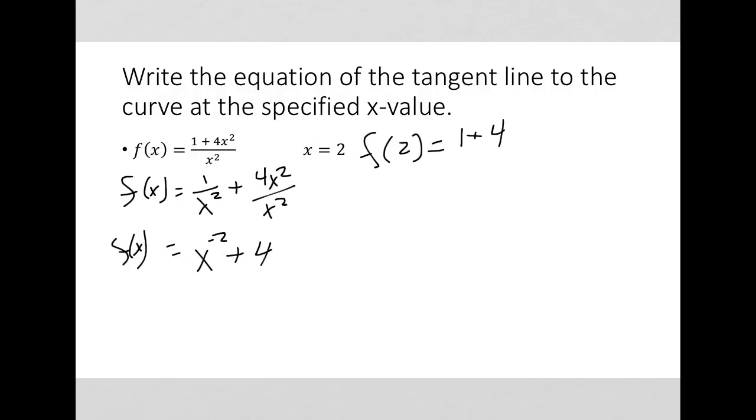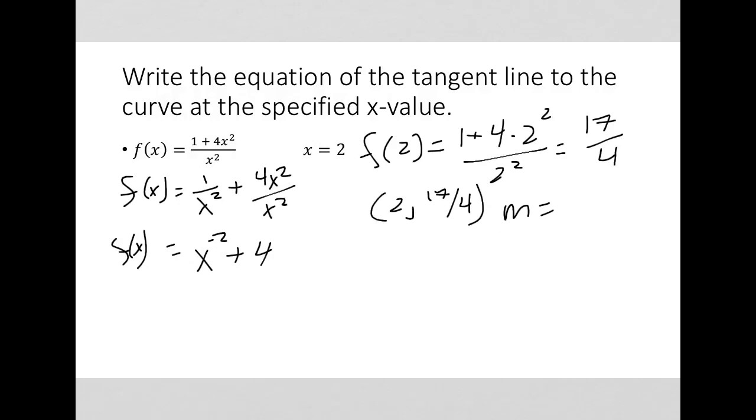1 plus 4 times 2 squared over 2 squared will give us 17 over 4, if I'm not mistaken. So I've got my point at 2 comma 17 fourths. And I need to now find my slope, m. So I'm going to take the derivative using the power rule to get negative 2 over x cubed.